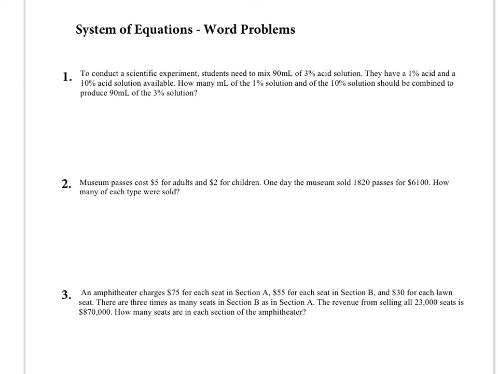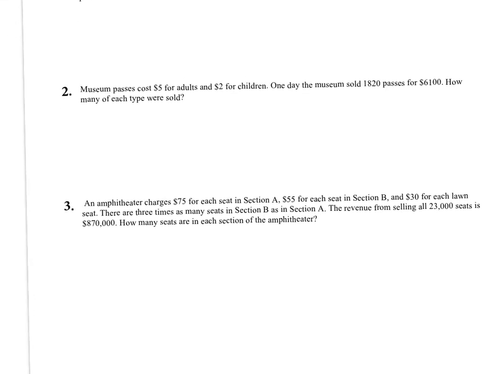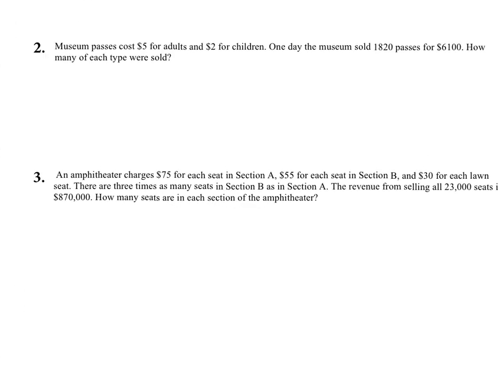And it all starts with finding out what different things they're talking about. For example, we're gonna skip one for now and look at number 2. So in number 2, as we read the problem, museum passes cost $5 for adults and $2 for children. One day the museum sold 1,820 passes for $6,100. How many of each type were sold?